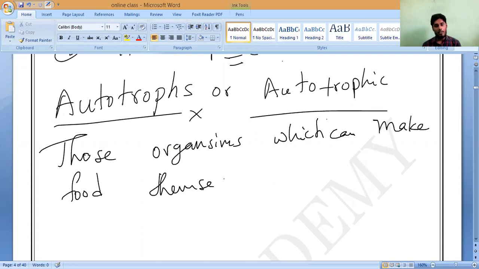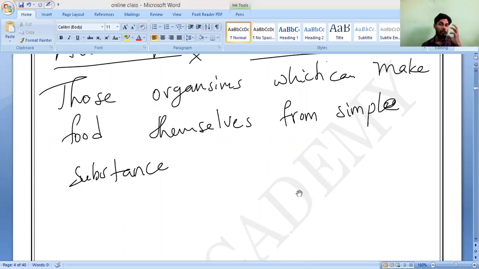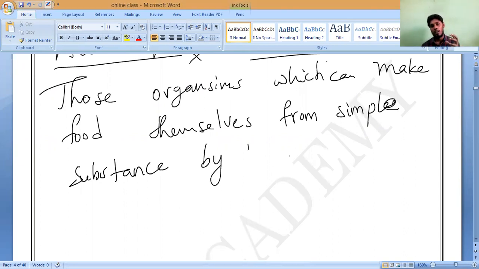I will teach the chemical equation also. Will you study or not? Those organisms which can make food themselves from simple substances, by which process? What is the name of that process?